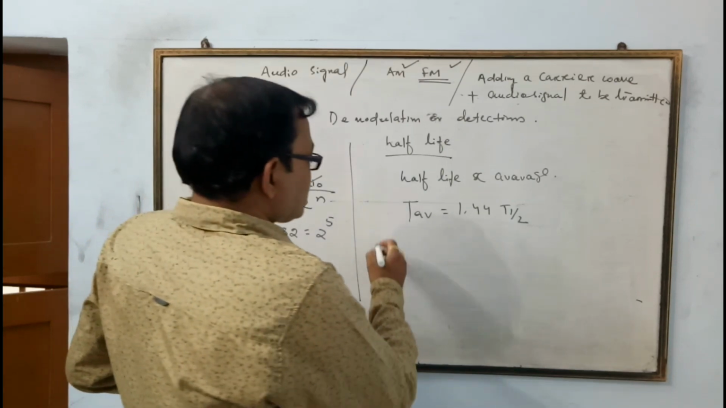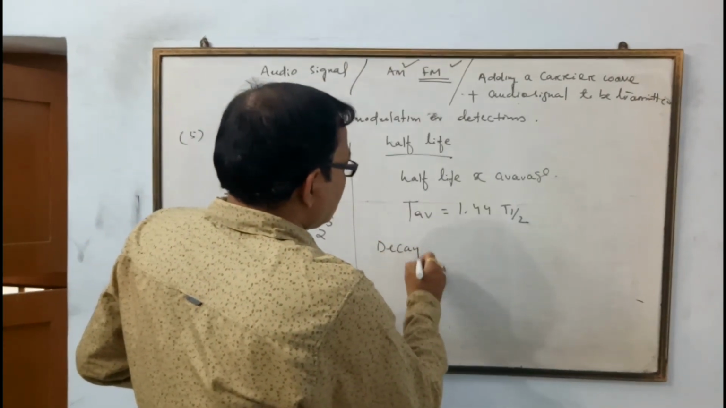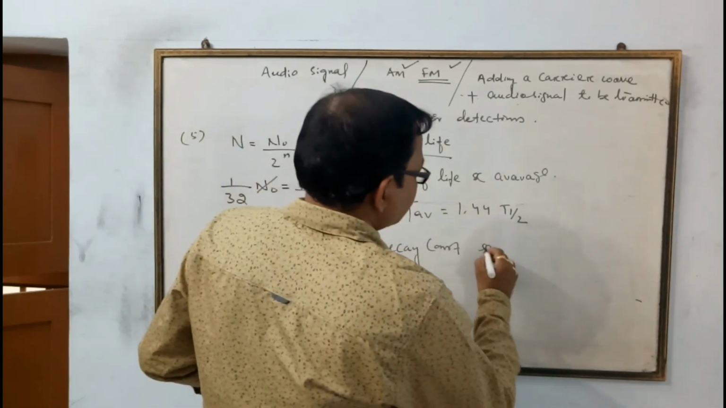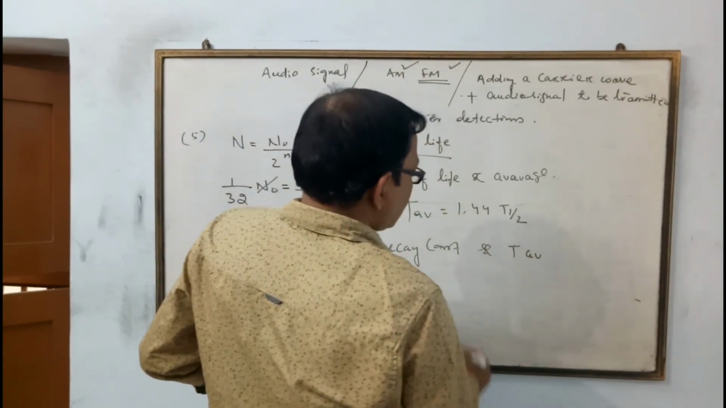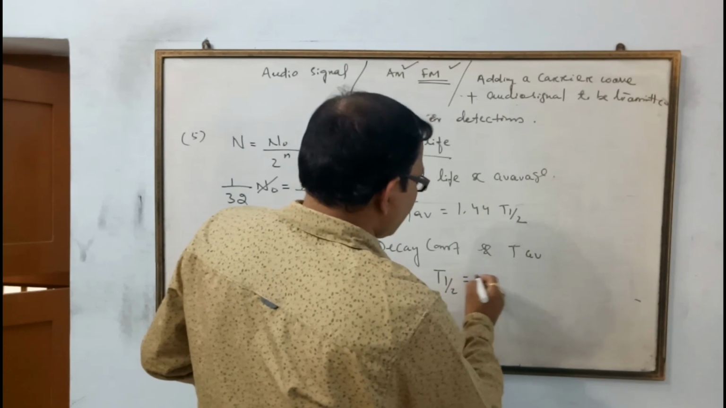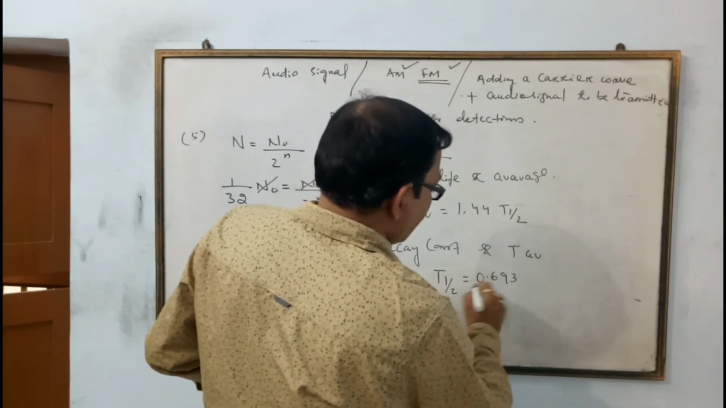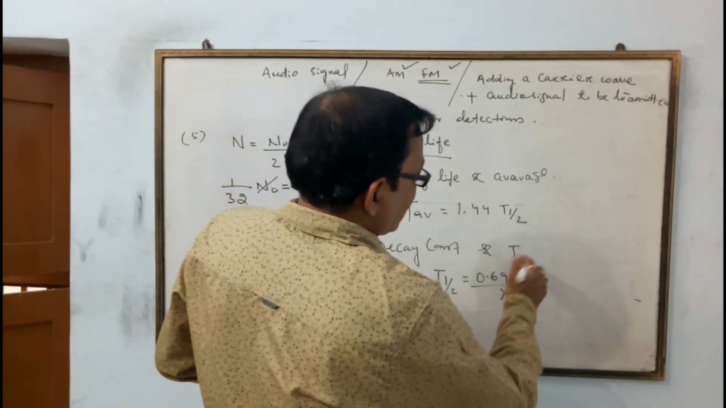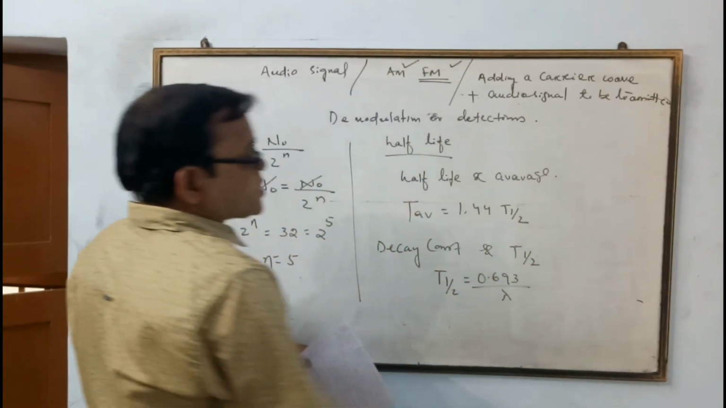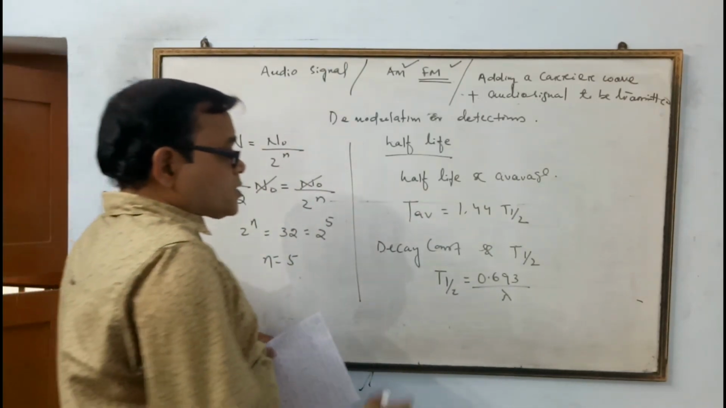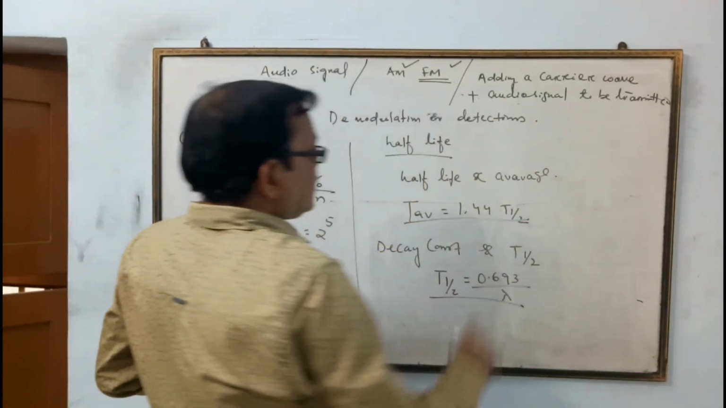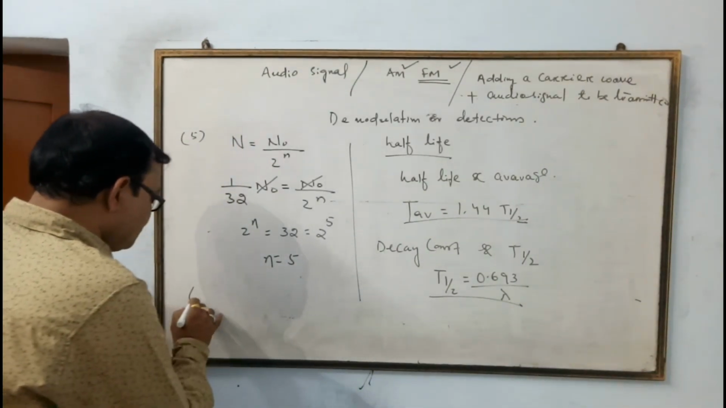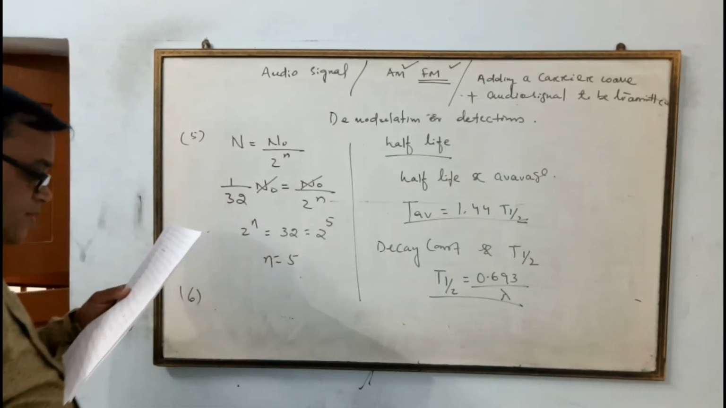Then what is decay constant? What is the relation between decay constant and half-life? T half equal to 0.693 by lambda. The relation between decay constant and T half life: T half is equal to 0.693 by lambda. These three relations are important: the relation between half-life, average life, decay constant, etc. Question number 6.